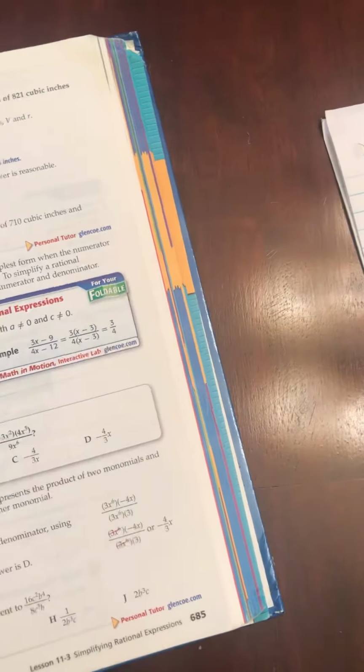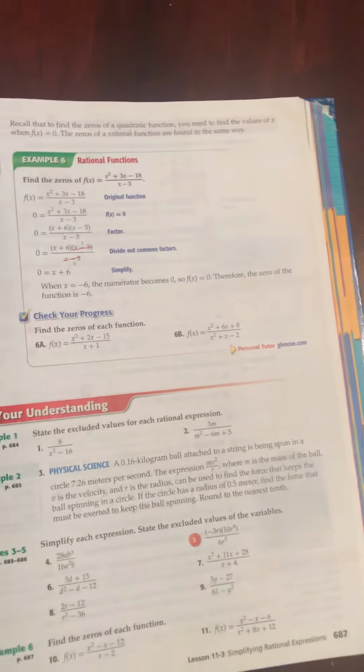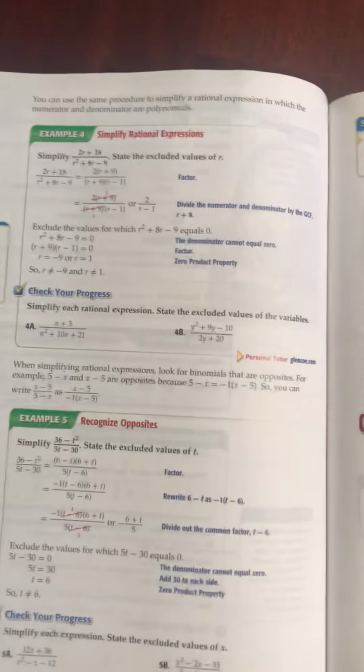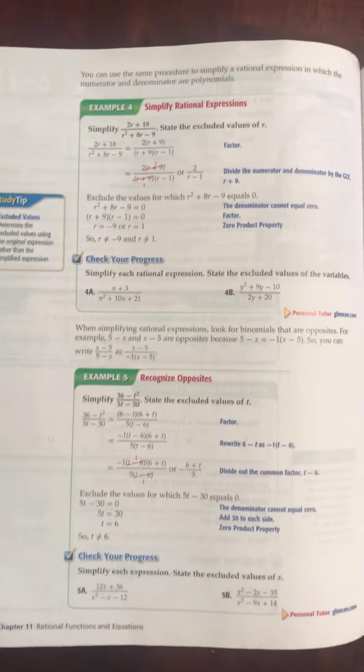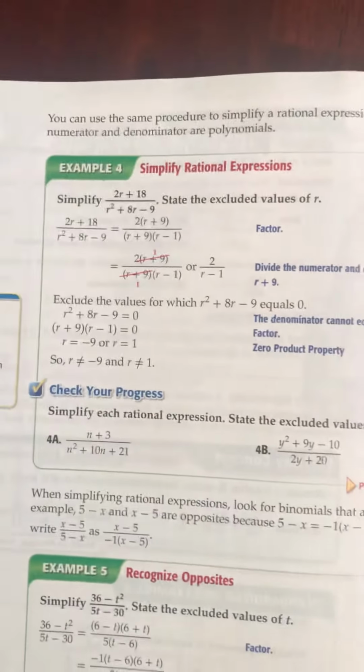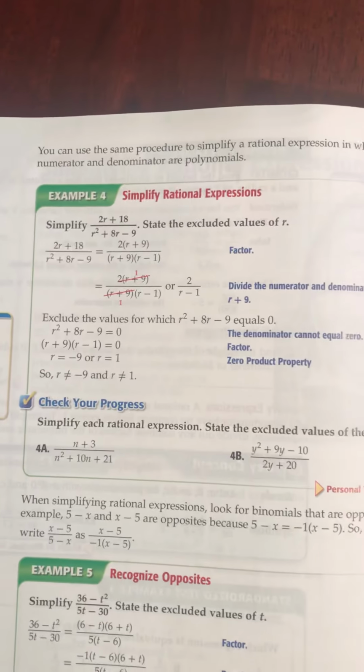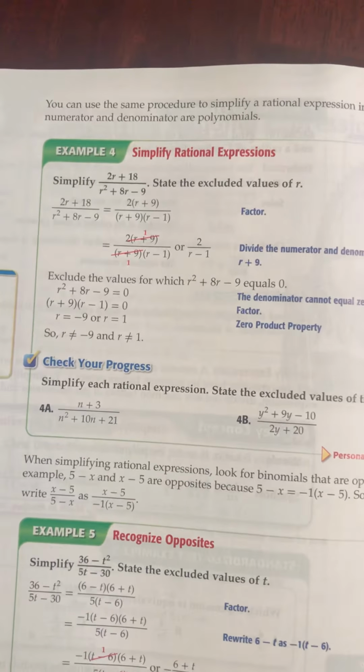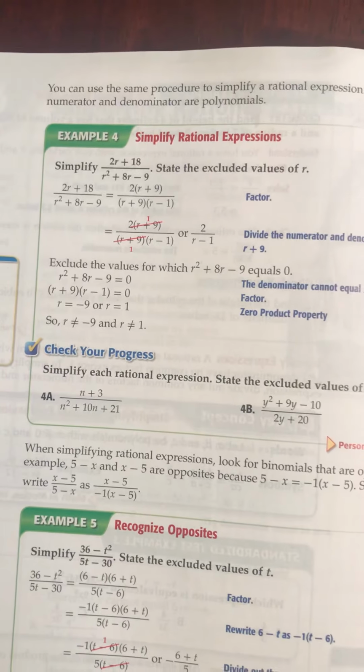All right, so moving along to the simplifying. Let's look at page 686 and let's look at example 4. Okay, so what we're going to do here, and this is where your factoring comes back into play. You know, we just finished up our factoring chapter in chapter 8. We learned how to factor.